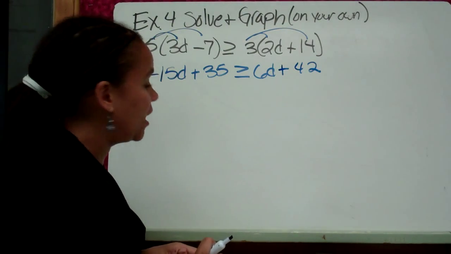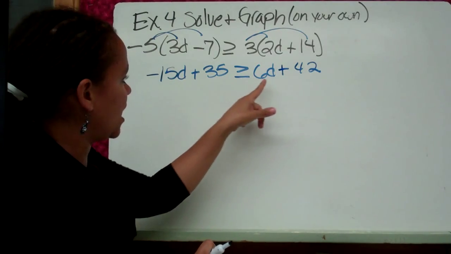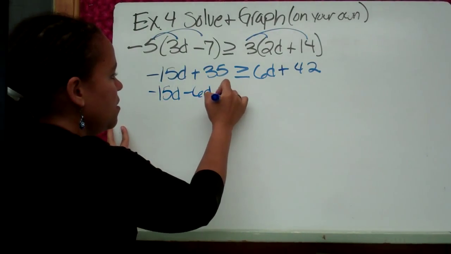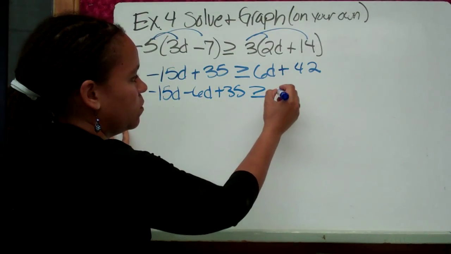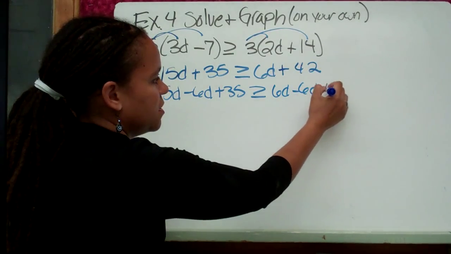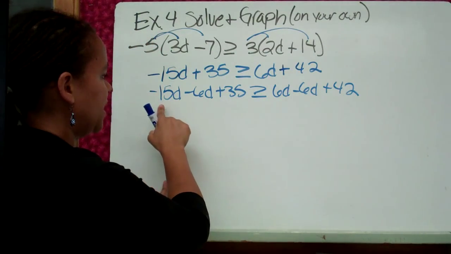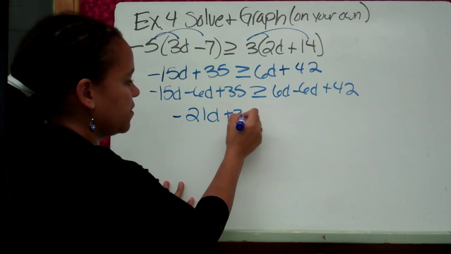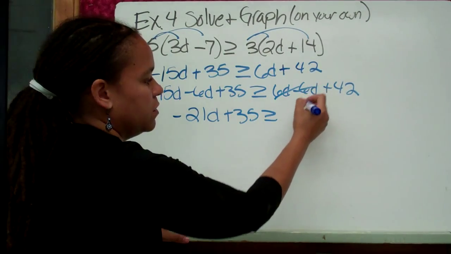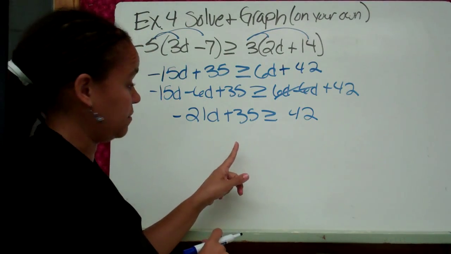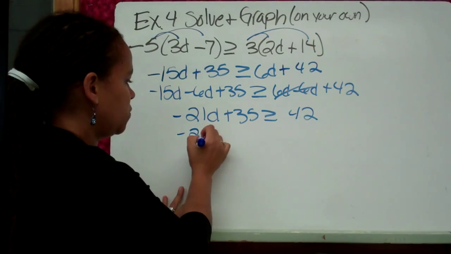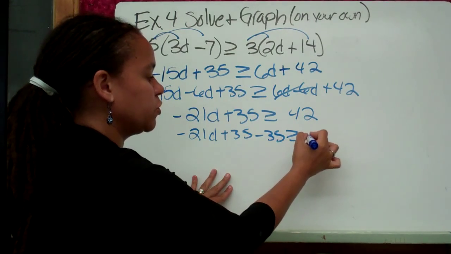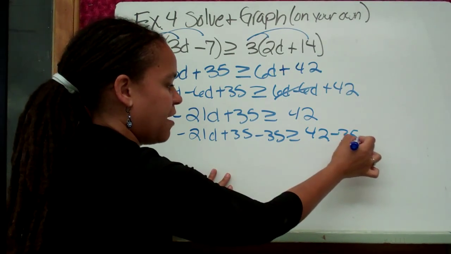And now we're going to go ahead and solve. Let's get our d's on one side. Let's subtract 6d from both sides. Negative 15d minus 6d plus 35, greater than or equal to 6d minus 6d plus 42. Negative 15d minus 6d, negative 21d plus 35, greater than or equal to 42. And then we need to subtract the 35 from both sides. So negative 21d plus 35 minus 35, greater than or equal to 42 minus 35.